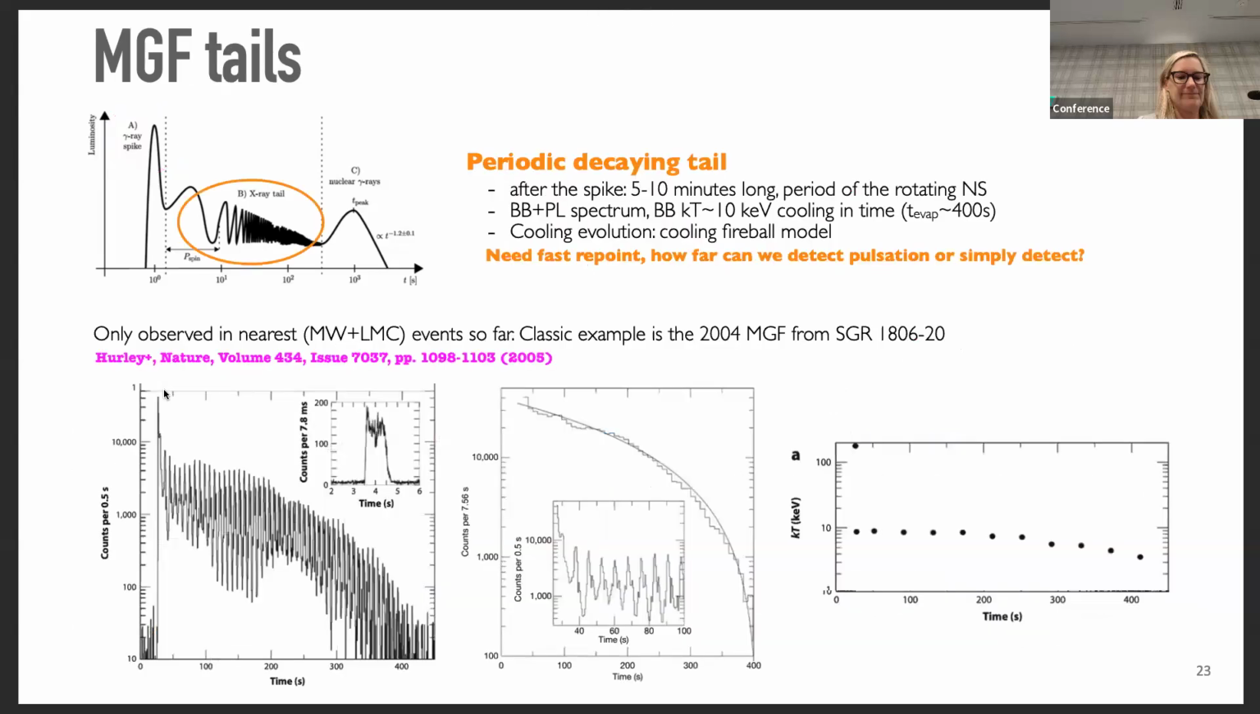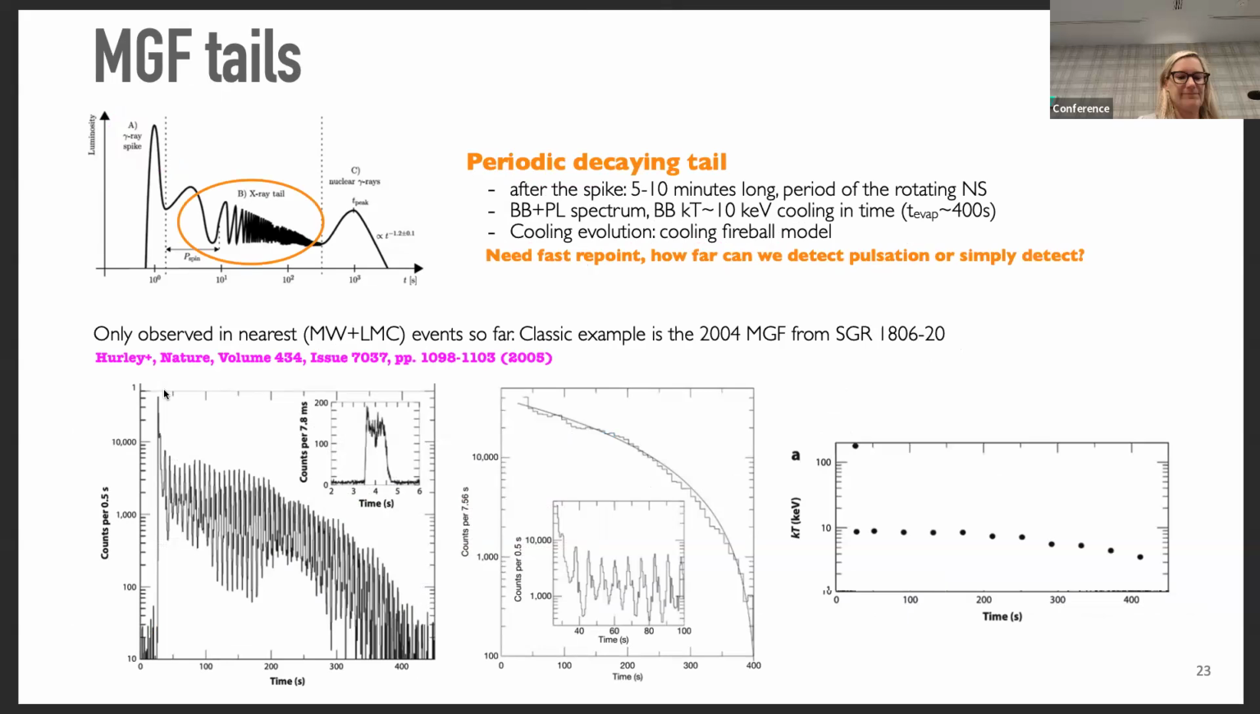More interesting are the tails. The tails are longer in time, so we could follow them up. Here I re-propose the same plot of the tail from the 2004 event, but in the plot on the right you can see the typical temperature of the black body spectrum, which falls better in the AXIS energy range.